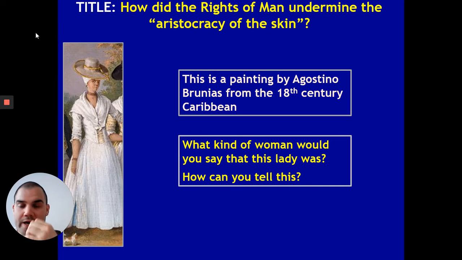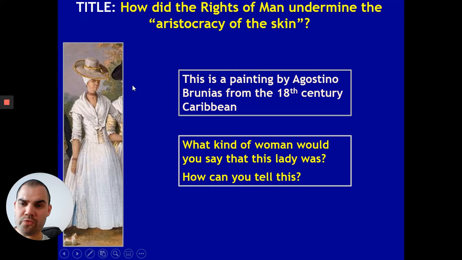Okay, now the title for today's lesson is How Did the Rights of Man Undermine the Aristocracy of the Skin? Now, we're going to unpack that title fully later on in the lesson, but what we're going to be looking at today is how the French Revolution, when it began, influenced events in Haiti. So how did the ideas associated with the rights of man, about equal rights, about being against privilege, affect the society in Haiti slash Saint-Domingue at the time?